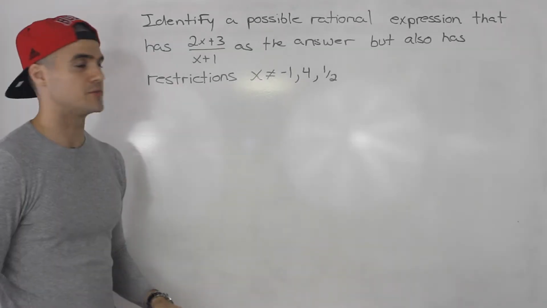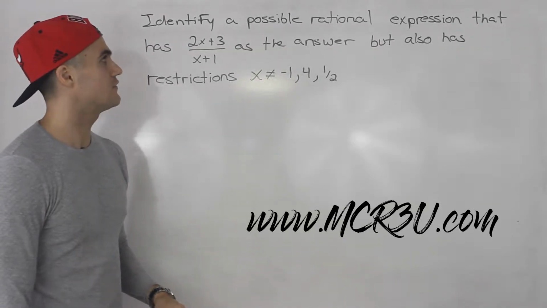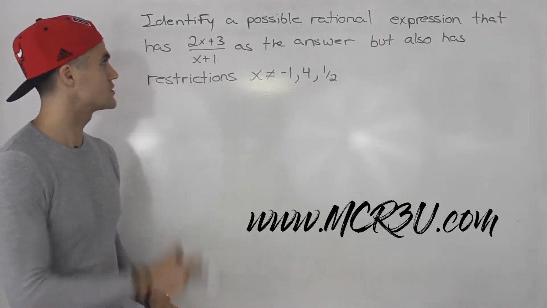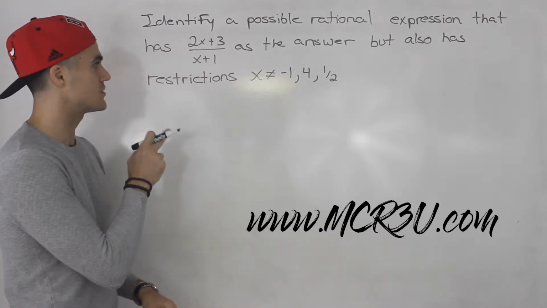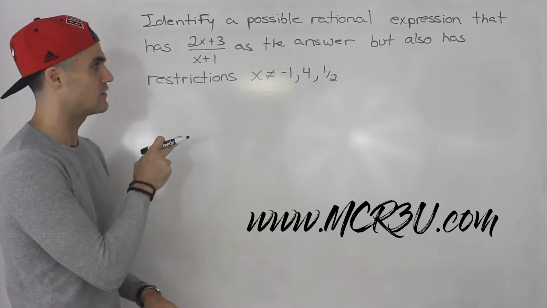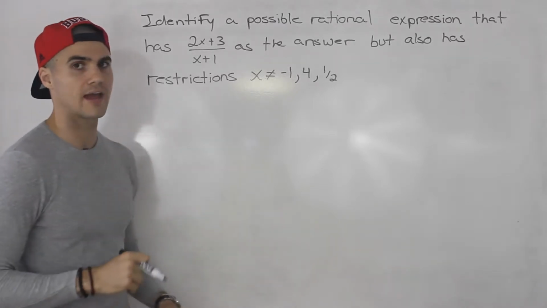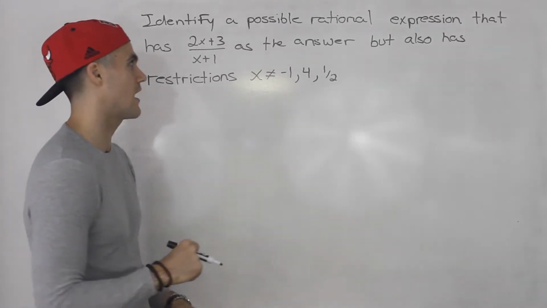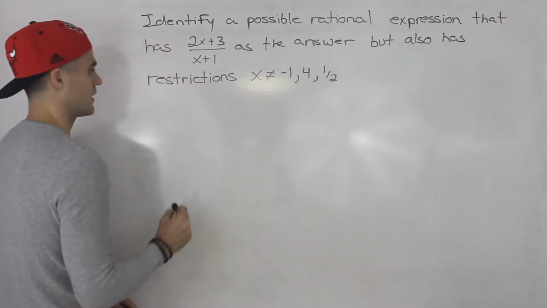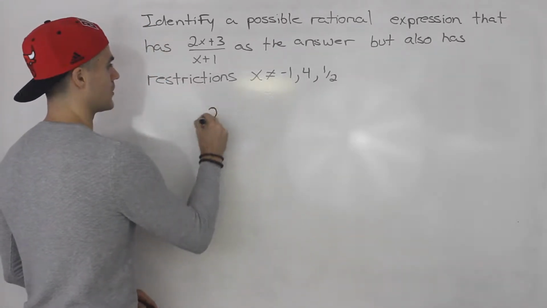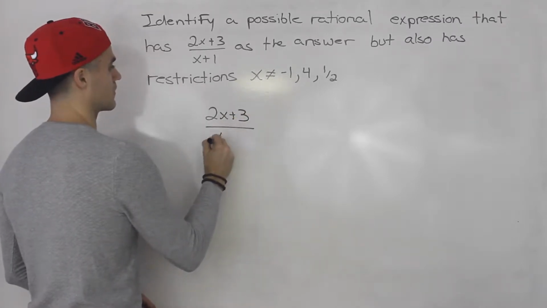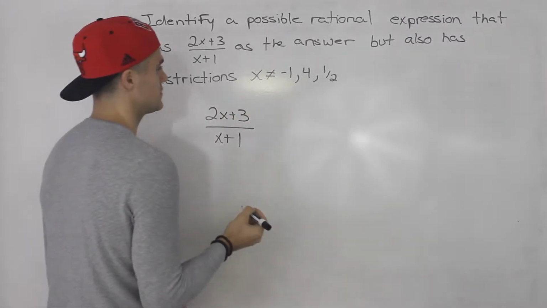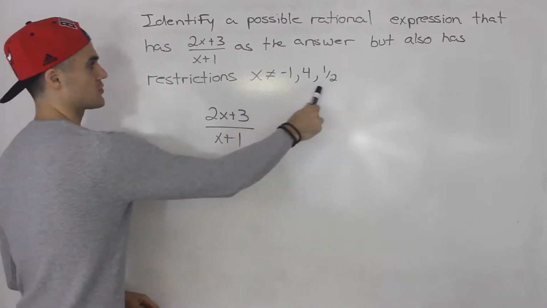Moving on with the communication section, we have to identify a possible rational expression that has (2x + 3)/(x + 1) as the answer, but also has restrictions. x cannot equal -1, x cannot equal 4, and x cannot equal positive 1/2. Okay, so this is a fairly common question that comes up. They'll tell you what something simplifies to, and then they'll give you a bunch of restrictions.